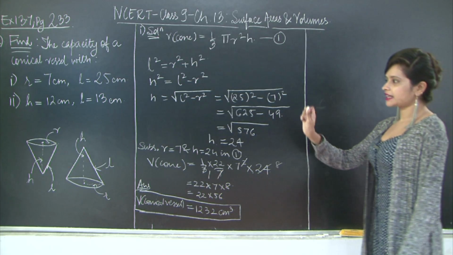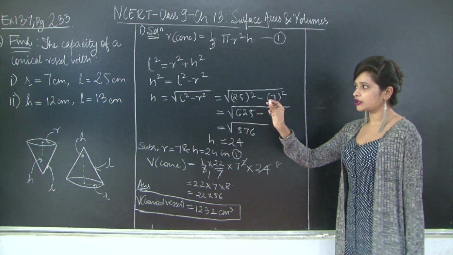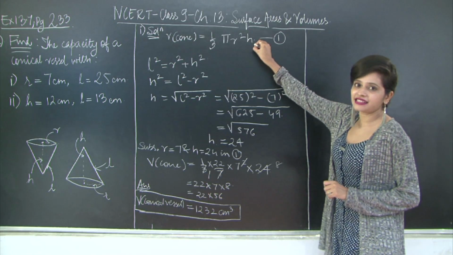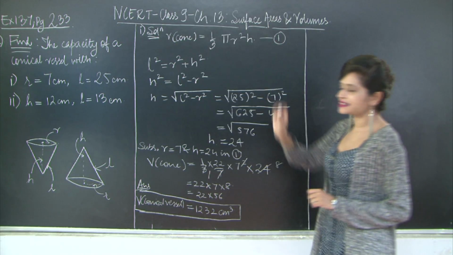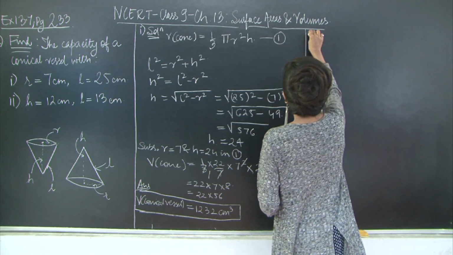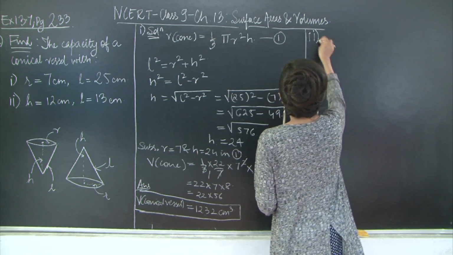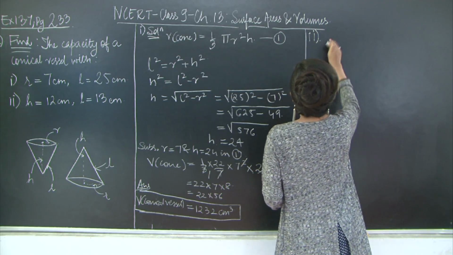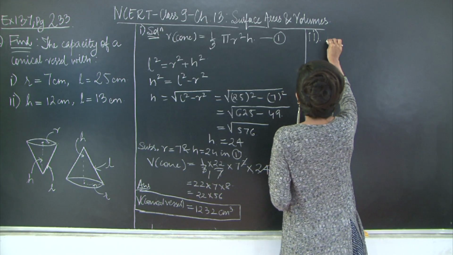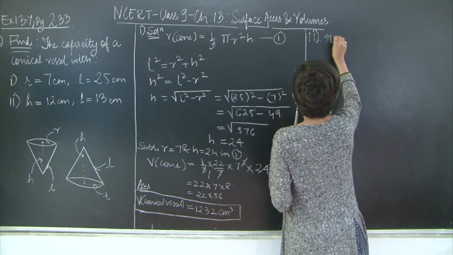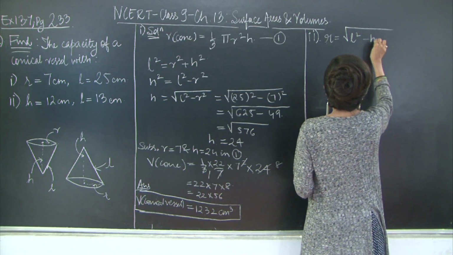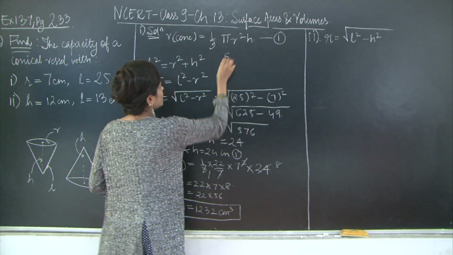Now proceeding with the second question, here we've been given the height, that is the perpendicular height, and the sloping height. So we need to find, according to the volume of cone, the radius and perpendicular height. The height has already been given. So let's apply Pythagoras theorem and find the value of the radius. So the second sub question: R square is equal to, or rather R is equal to the square root of L square minus H square. Here as well I am going to use Pythagoras theorem.